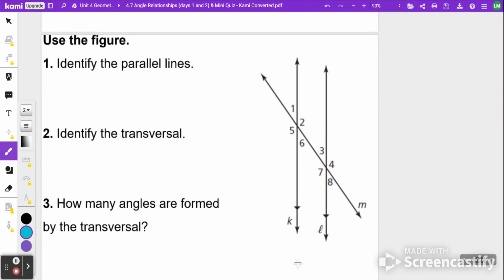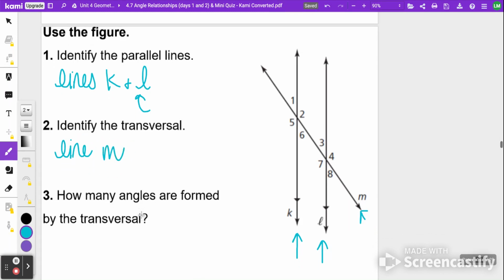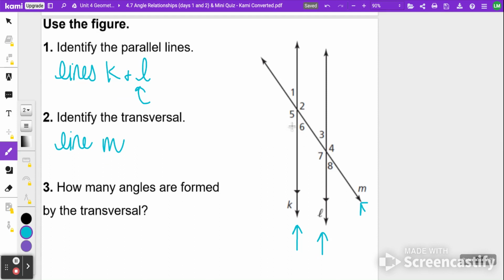The parallel lines are the two lines that don't intersect at all. So those are lines K and L. L is written as a cursive L because a printed L would just look like the number 1. So in math class, your L's are always going to be in cursive. The transversal is the one that intersects them, so that's going to be line M. And then it says how many angles are formed by the transversal. Well, we can see that we have a clear number, 1, 2, 3, 4, 5, 6, 7, and 8. So there are 8 angles being formed by the transversal.